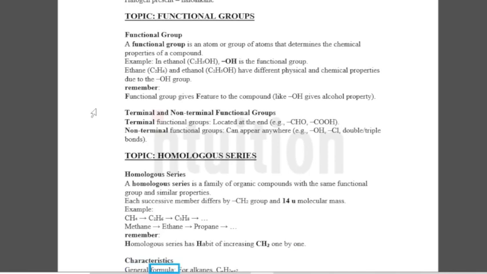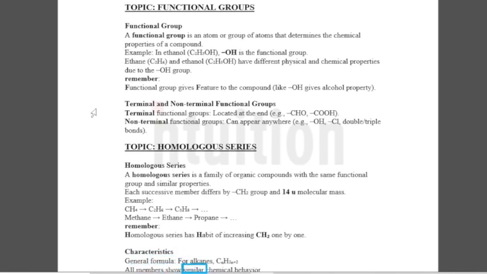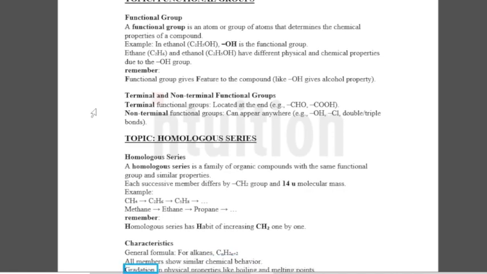Characteristics. General formula: for alkanes, CnH2n+2. All members show similar chemical behavior, and gradation in physical properties like boiling and melting points.